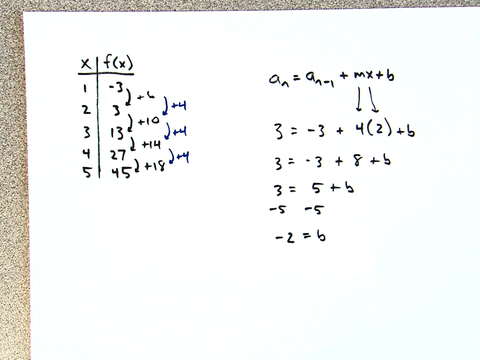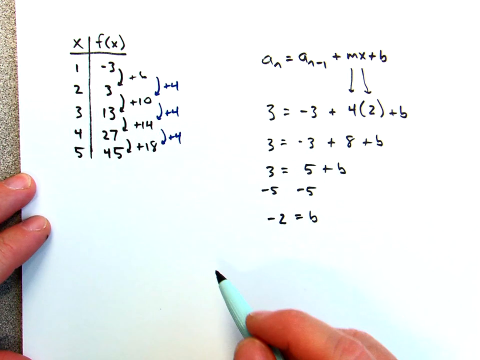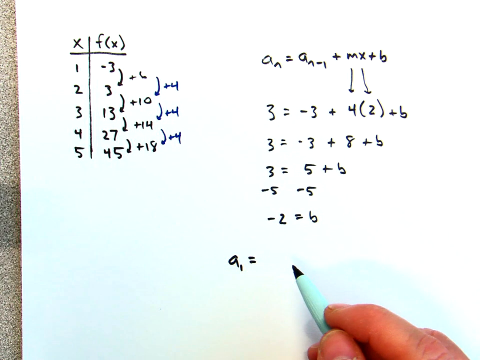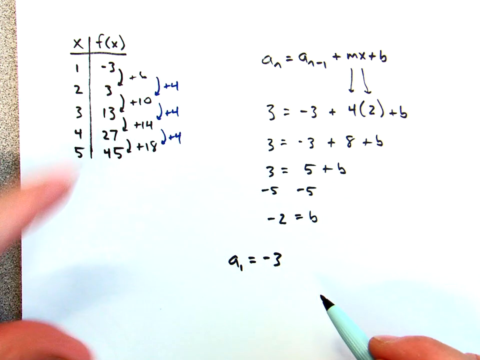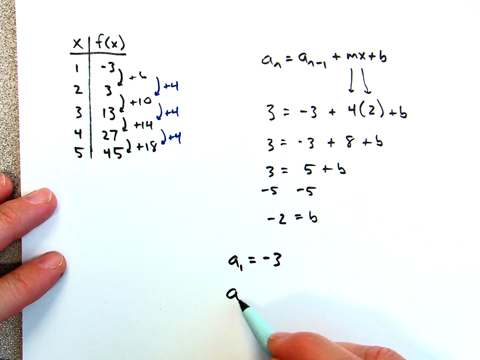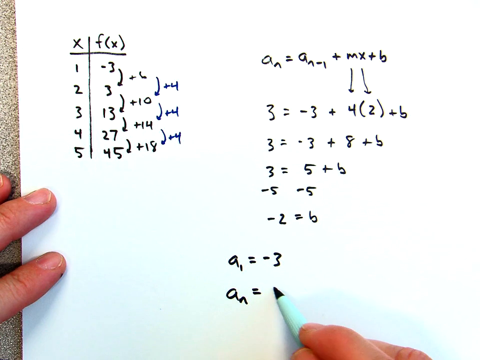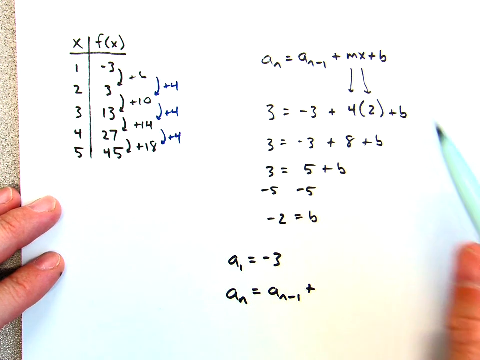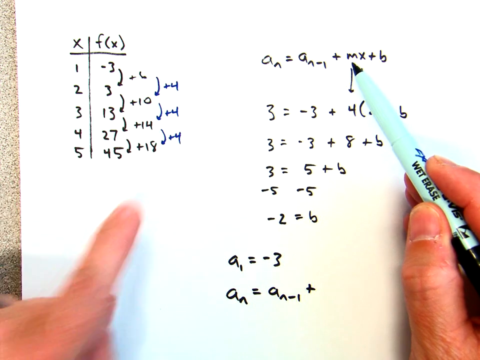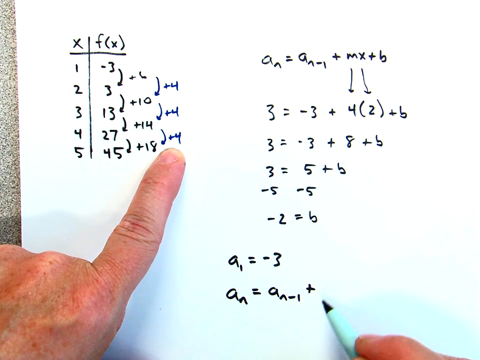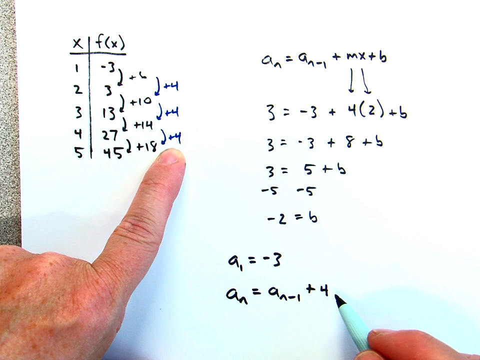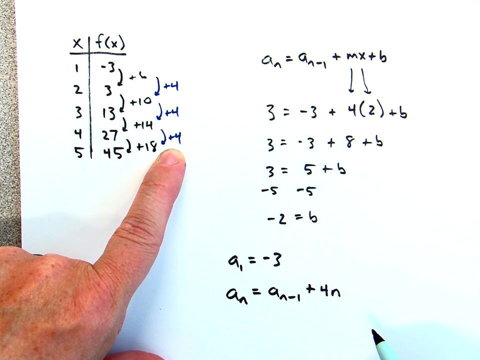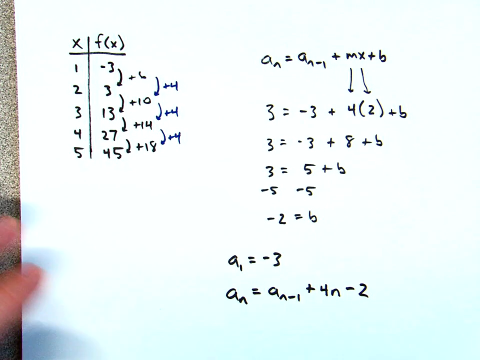So we'll build our recursive version. Remember, don't forget the 1st term. The 1st term is where we start, which in this case is -3. And then from the 1st term, I can get to the next term by taking the term before it and adding a linear component. The rate at which this linear component is increasing is 4. Since I used n's here, I'm just going to use an n here. Plus b, but b was -2. So there we have it.